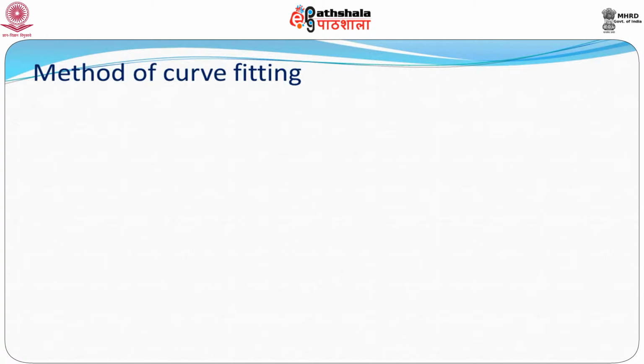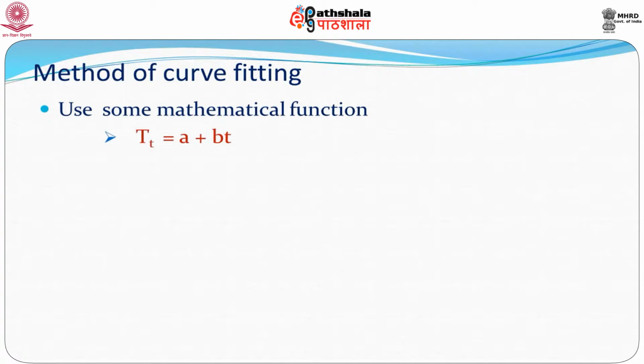Let us look at the method of curve fitting. As is obvious from the last graph, we can use some mathematical function. What sort of mathematical function? The simplest of the mathematical functions is a linear function. So, the trend T is given by a plus bt. Of course, if b is positive, we have an increasing trend. If b is negative, we have a decreasing trend. And you can see that if b is equal to 0, then the time series or the trend part at least remains constant at the level a.